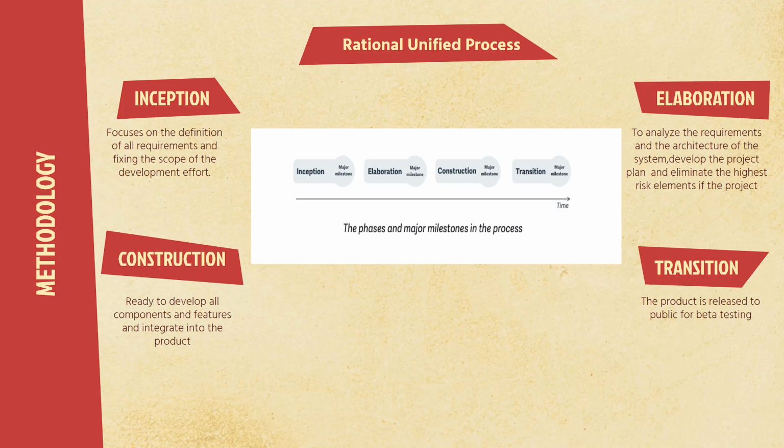First one is inception, second one is elaboration, third one is construction, and fourth one is transition. In PSM1, we already discussed the inception and elaboration part. In PSM2, we do the construction and transition part.